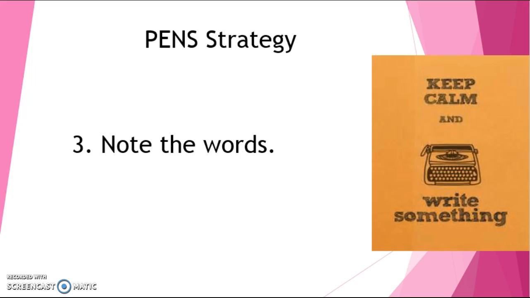And note the words means that you're going to write the words that you've chosen. So I just put over here on the right side, keep calm and write something. Once upon a time we had typewriters, which is what is there. Now you would be writing with your computer or laptop probably. But once we've done the first 2 steps, we would then be at the point where we would be writing that sentence down. Remember that you need to have a subject and a verb in the sentence. And you need to make sure that it makes sense. You need to end with punctuation, and start with a capital letter like we've talked about before.